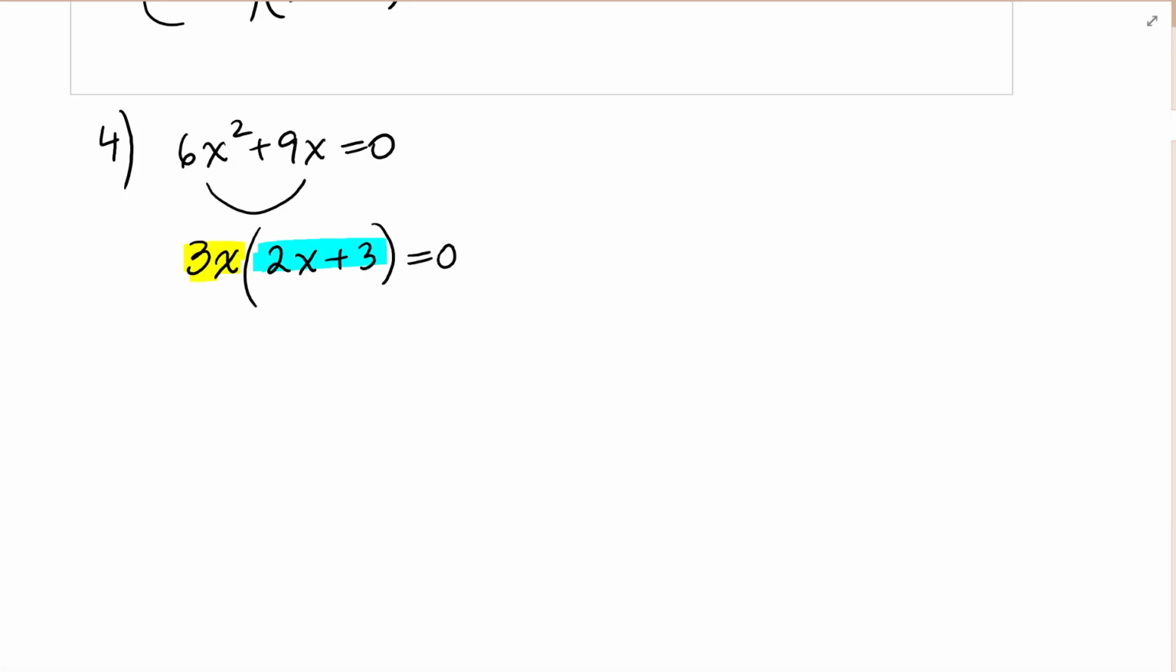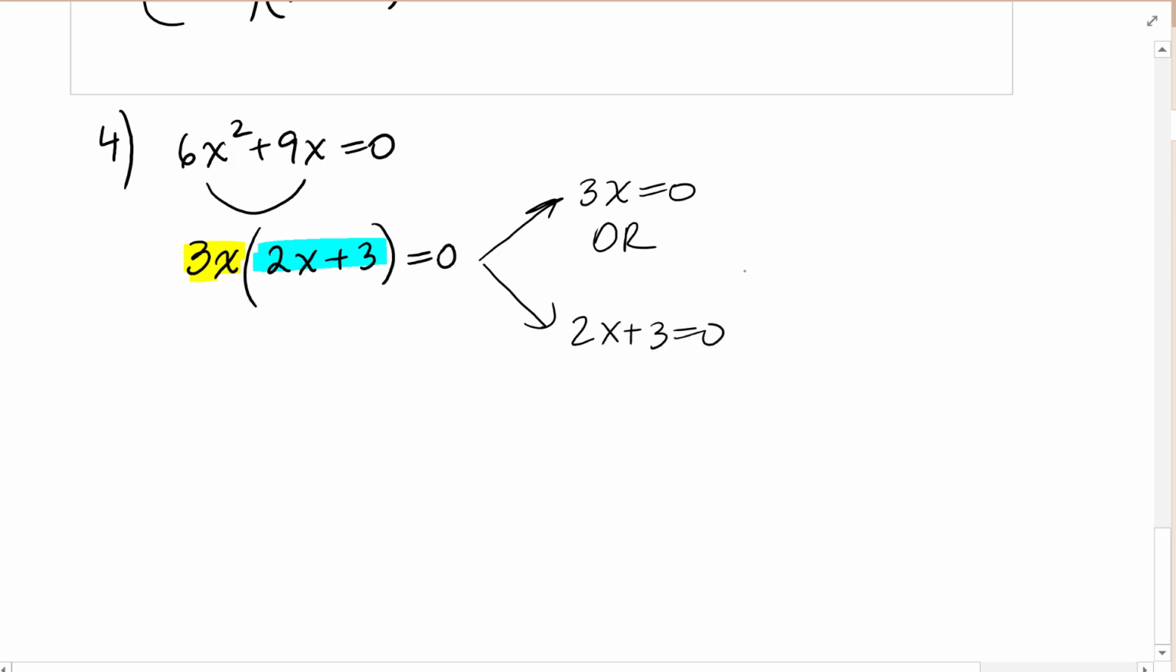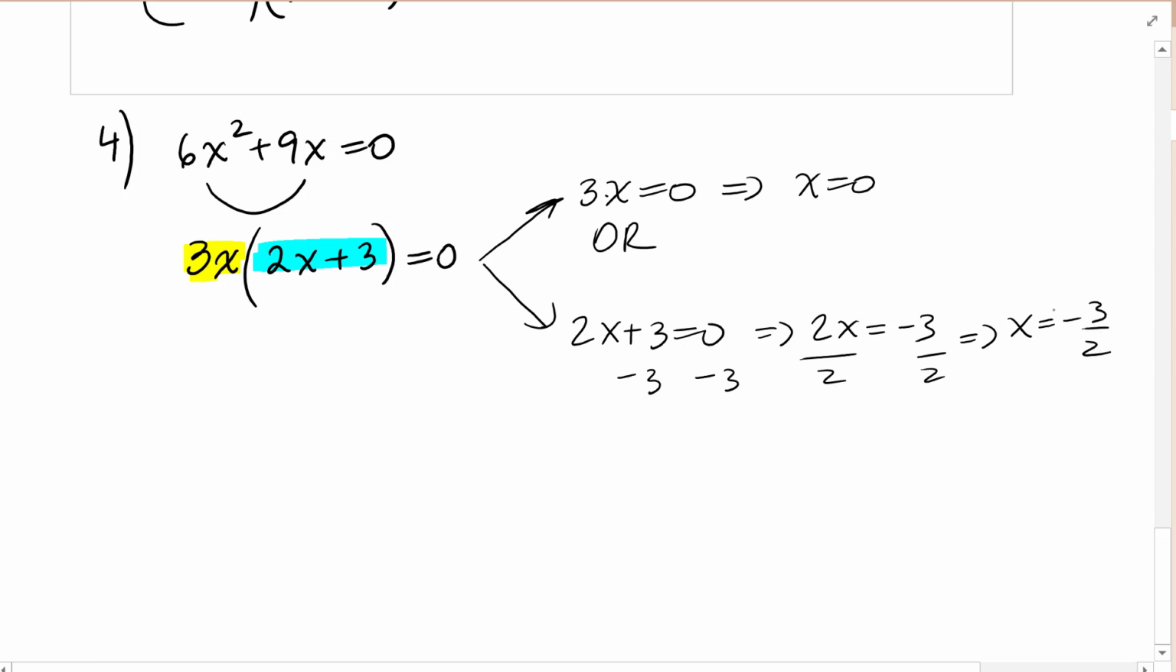So let's set each of them equal to 0. So we get 3x equals 0, or 2x plus 3 equals 0. This one means if we divide both sides by 3, we get x equals 0. And here, if we subtract 3, we get 2x equals negative 3. If we divide by 2, we get x equals negative 3 over 2. So we got two solutions, x equals 0 and x equals negative 3 over 2.